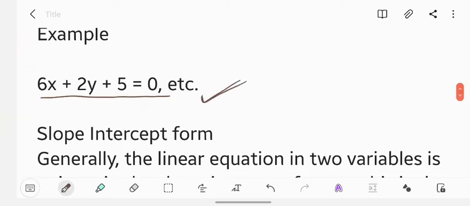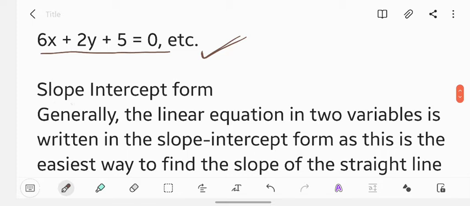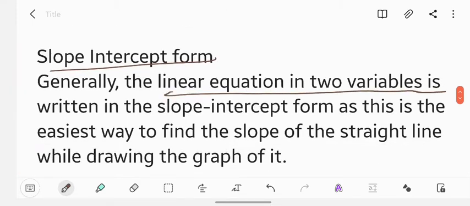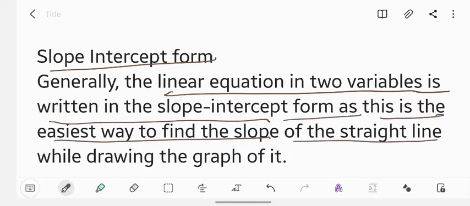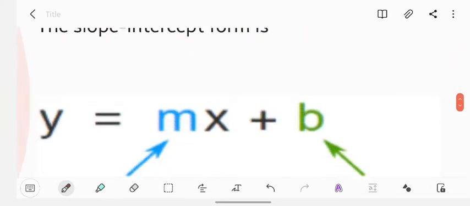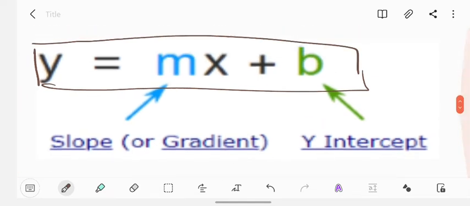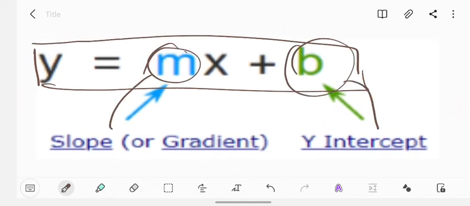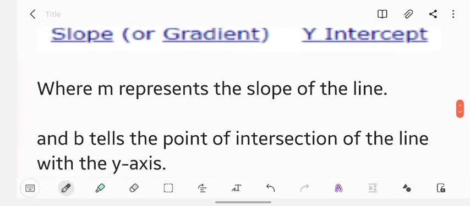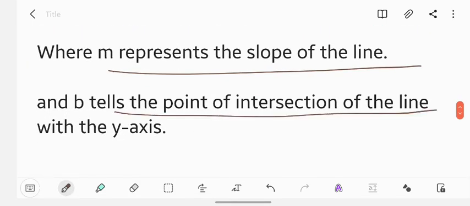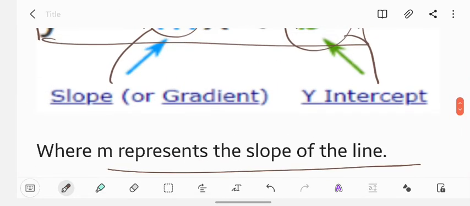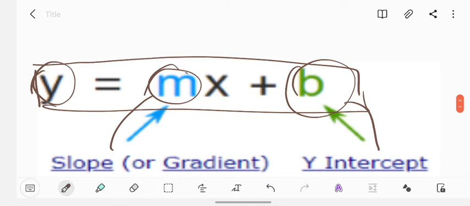The next topic is very, very important for the graph. Slope-intercept form. Generally, the linear equation in two variables is written in the slope-intercept form, as this is the easiest way to find the slope of the straight line while drawing its graph. So the formula is y equals mx plus b, where m gives you the slope and b gives the intercept. Intercept means the point at which a given line is touching the axis. So m represents the slope of the line, and b tells the point of intersection of the line with the y-axis. Okay, because the equation has y here, y equals mx plus b.